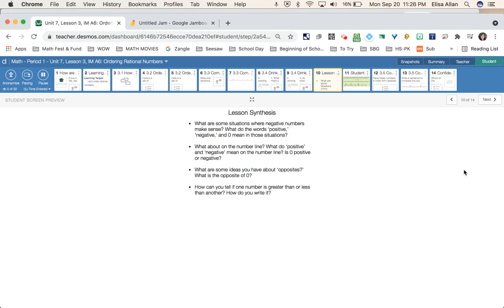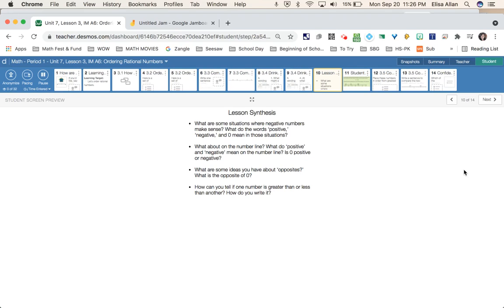What are some ideas you have about opposites? What is the opposite of zero? Well, if opposites is the distance away from zero on a number line, then the opposite of zero has to be zero away from zero on the number line also, just in the other direction. Well, if we go zero to the left, then I'm just going to go zero to the right, and so I'm still on zero, meaning that the opposite of zero really is just zero.